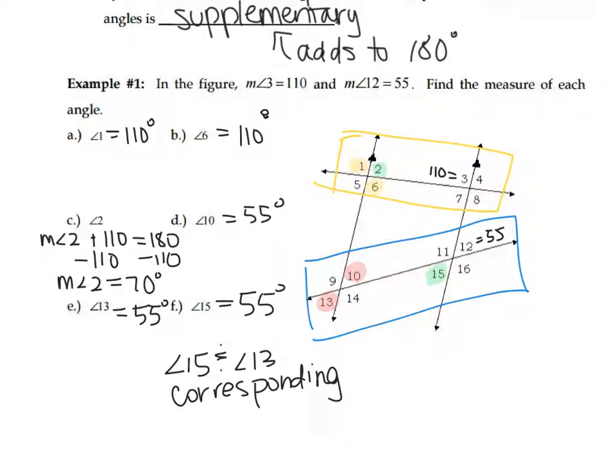You could have also used the fact that angle 15 and angle 10 are alternate interior angles, so they are also congruent, which would have also given us another reason to know that angle 15 has a measure of 55 degrees.